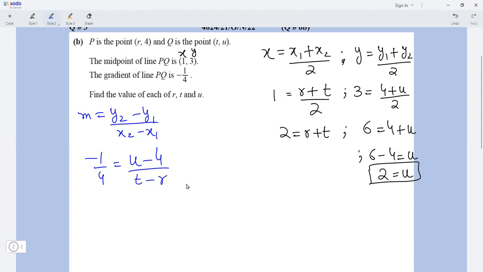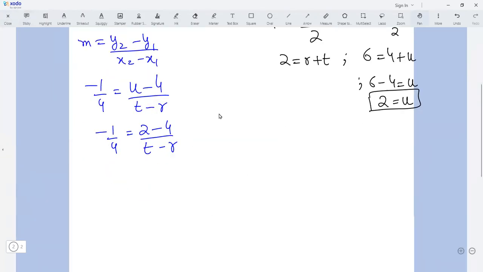So do we have the answer for u? Yes, we have. We found it through the midpoint formula. So replace the value of u here. Negative 1 over 4 equals u is 2, so 2 minus 4, whole divided by t minus r. So 2 minus 4 gives negative 2. So minus 1 by 4 equals negative 2 over t minus r.